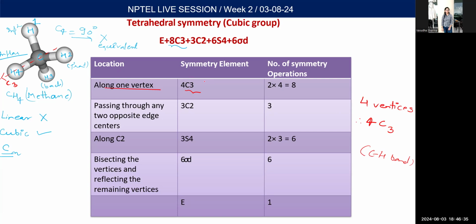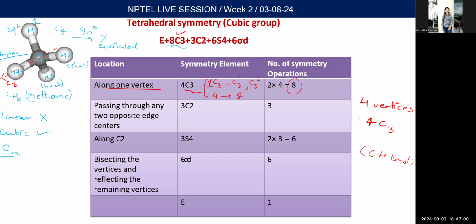Since we have four vertices in a tetrahedron, there would be four C3s, and each C3 goes along one vertex, that is, a C–H bond. So this one vertex is this hydrogen, and C3 is passing through this one, giving a rotation to the other three hydrogens. And we know that each C3 gives the operations C3^1 and C3^2. So if one C3 gives you two operations, then 4 would give you 8 operations. That's why there are 8 C3s. So this is clear?